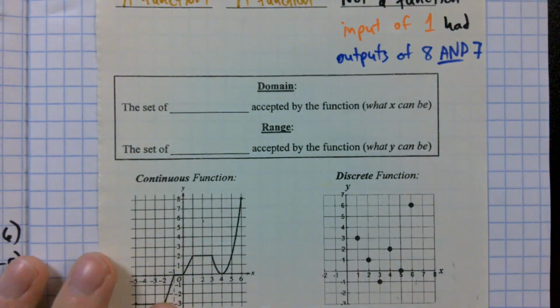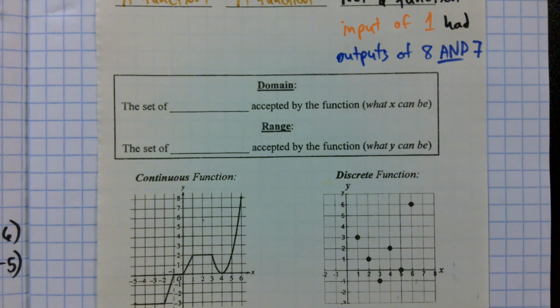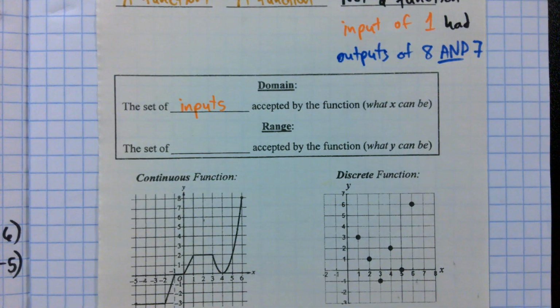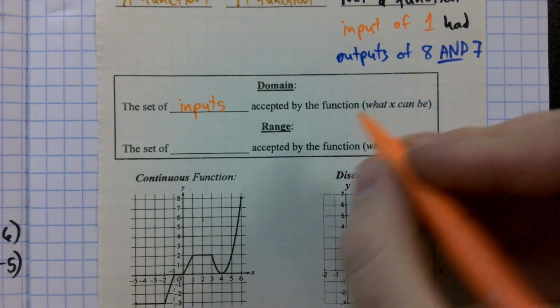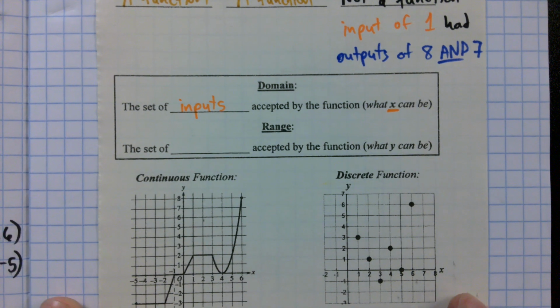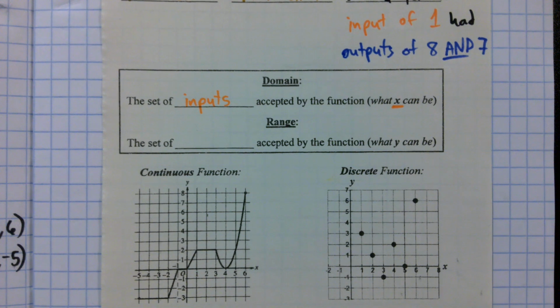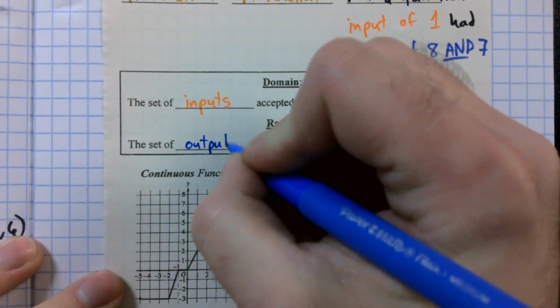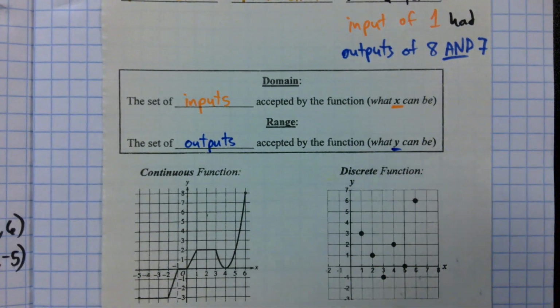Perfect. Last but not least, domain and range. I'll leave that there for a second so you can write. Our domain, like we said, is the set of inputs. Are inputs X or Y? X. So the domain just represents what X can be. My X can be 1, it could be 2, it could be 3. My range is the set of outputs, which is what Y can be.